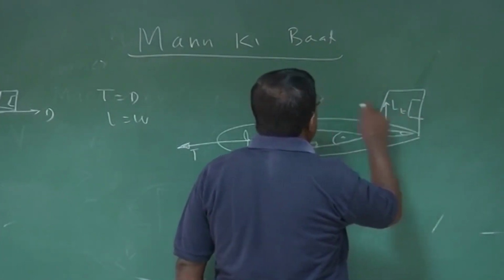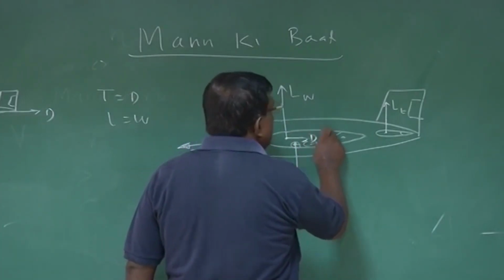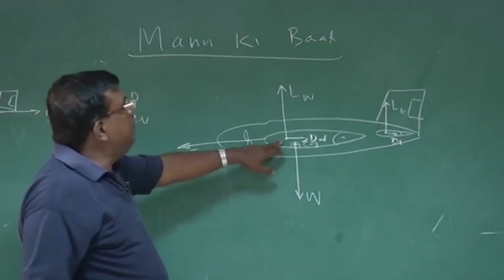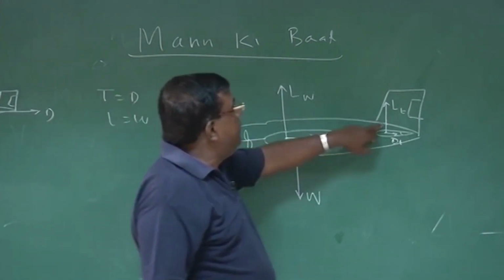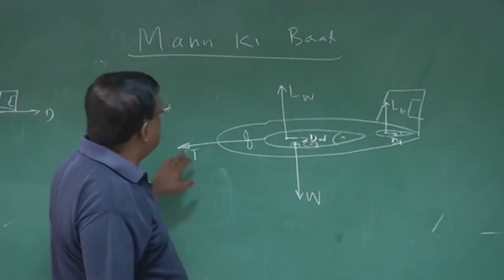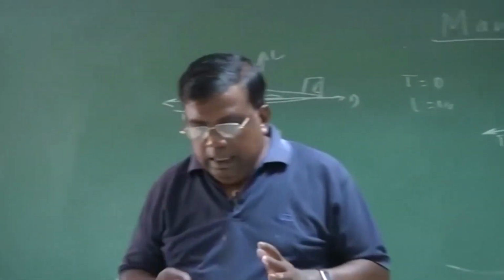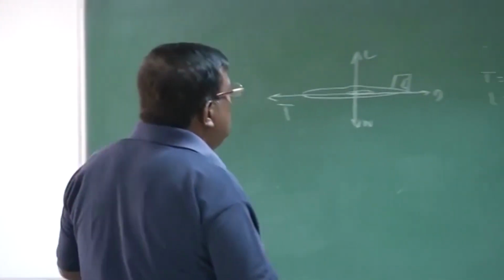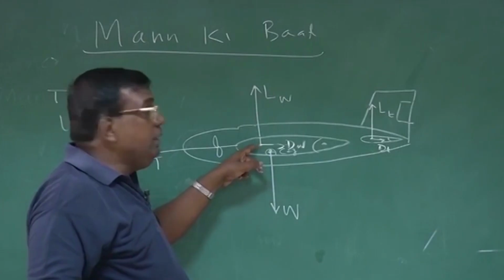I say lift on the tail, lift on the wing, then drag on the tail, drag on the wing. Let me repeat. This is the point of application of lift wing, lift tail, drag wing, drag tail, and this is the weight of the overall airplane. This is the thrust. Okay. So immediately a question came, where should I represent this lift acting? On the wing as well as on the tail.